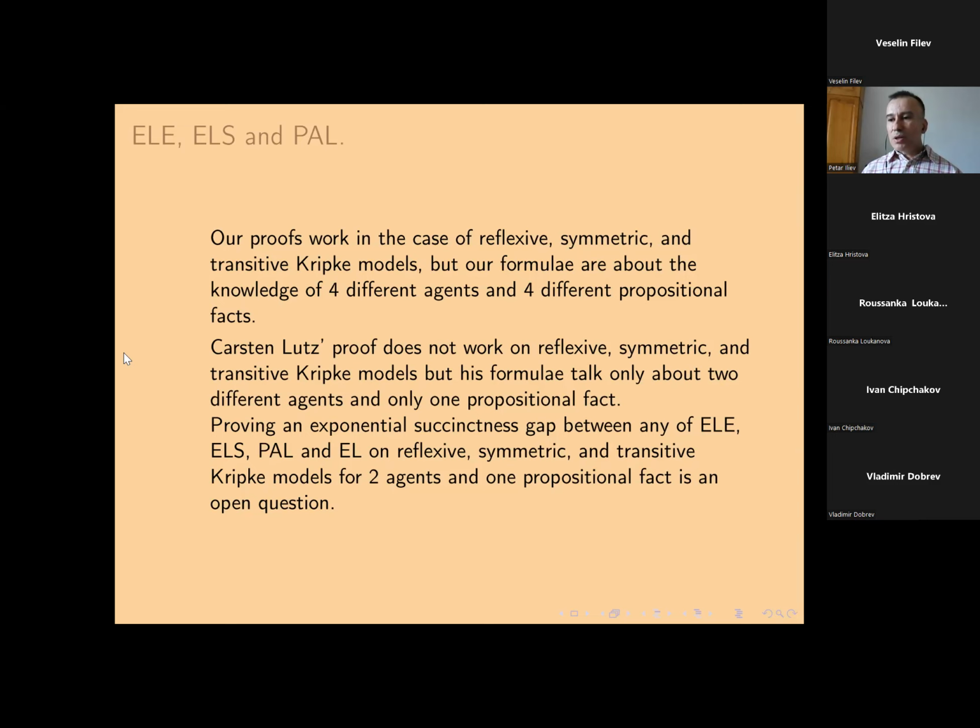Now, proving an exponential succinctness gap between epistemic logic with everybody knows, somebody knows, and public announcement logic on the one hand and basic epistemic logic on the other, on reflexive, symmetric, and transitive graphs, Kripke models, with two agents and one propositional fact, as far as I know, is still an open problem. And it seems a really difficult one. I tried my hand several times at this and I couldn't.